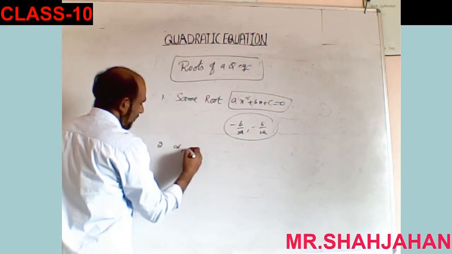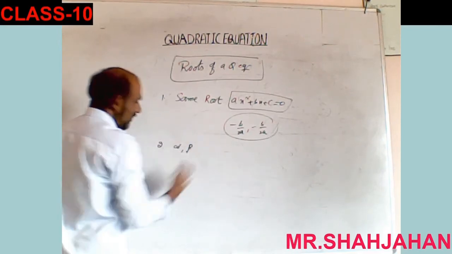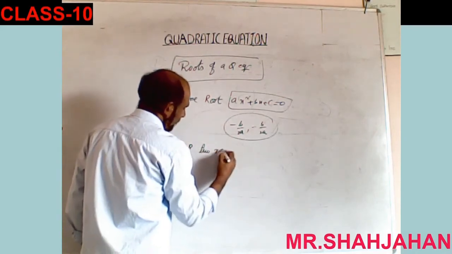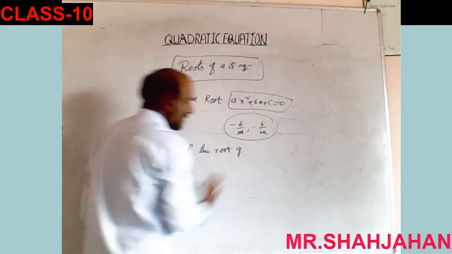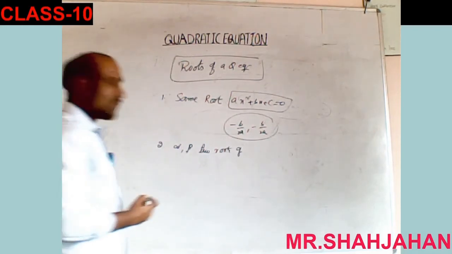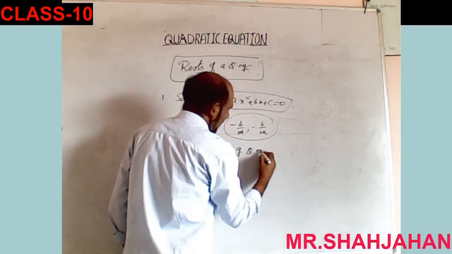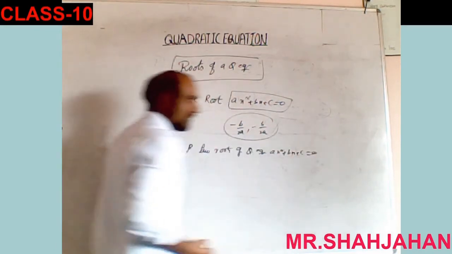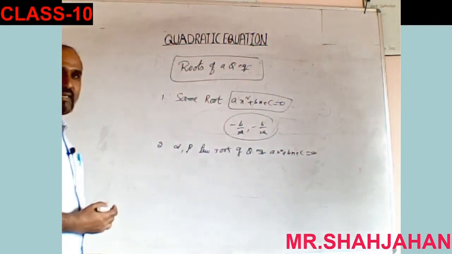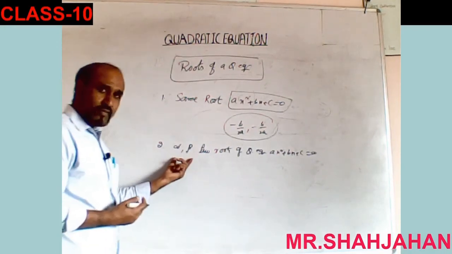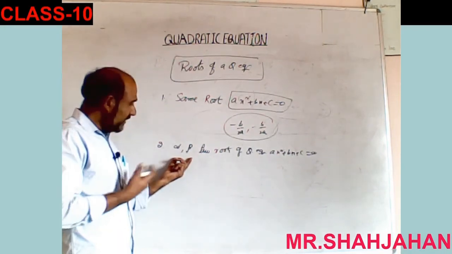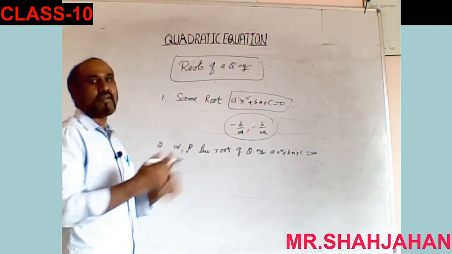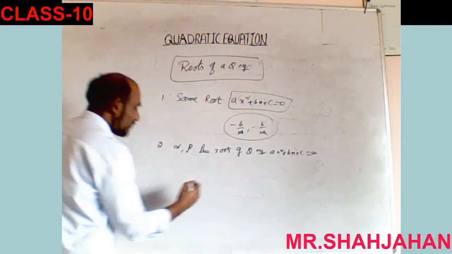Suppose alpha and beta are the two different roots of a quadratic equation ax square plus bx plus c is equal to 0. Then how can we write? They are given, the question will come like that. Alpha and beta are the two roots of a quadratic equation, then you find the quadratic equation. How can you find the quadratic equation?